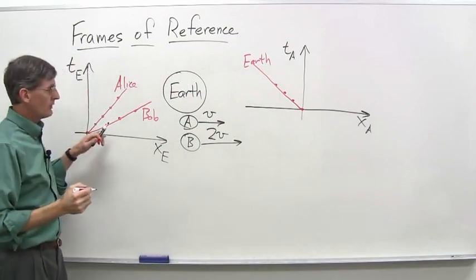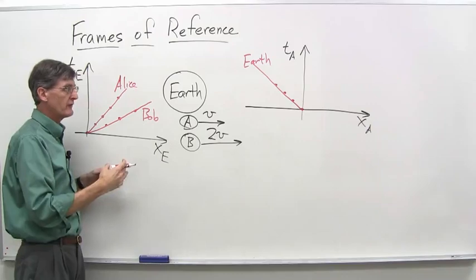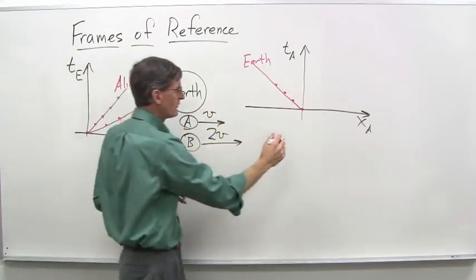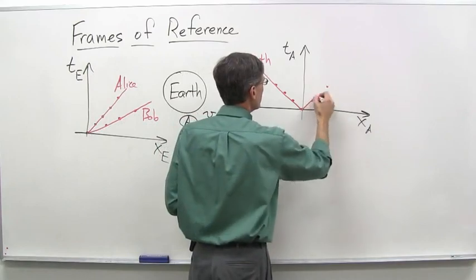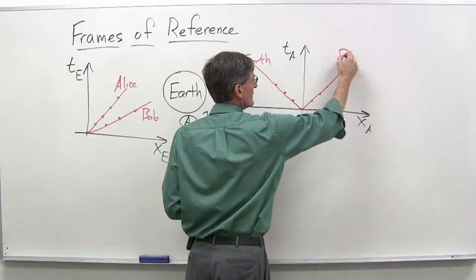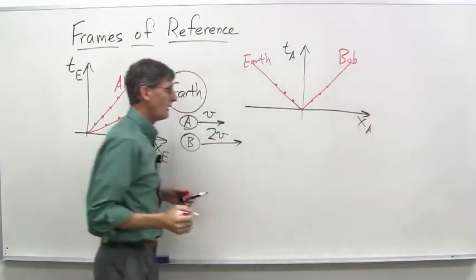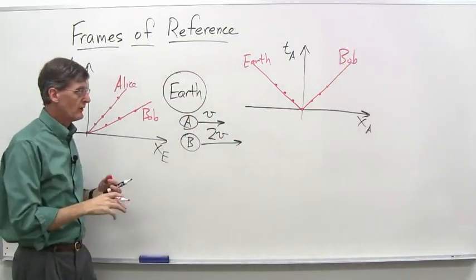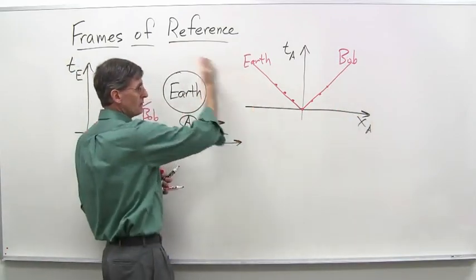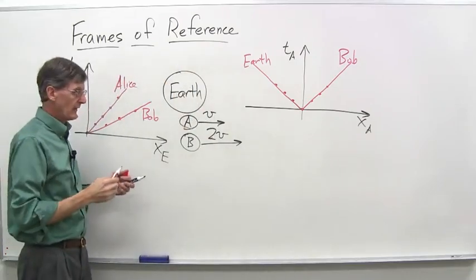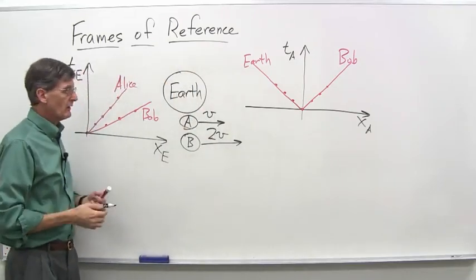And she sees Bob moving away from her at the same velocity but in the other direction. And so it looks something like this, roughly speaking. So there's Bob from Alice's perspective: Bob moving away at constant velocity, Earth moving the other direction behind her at constant velocity.